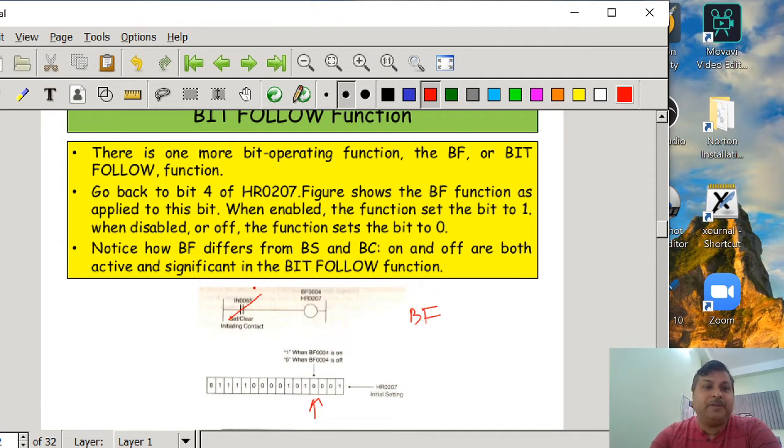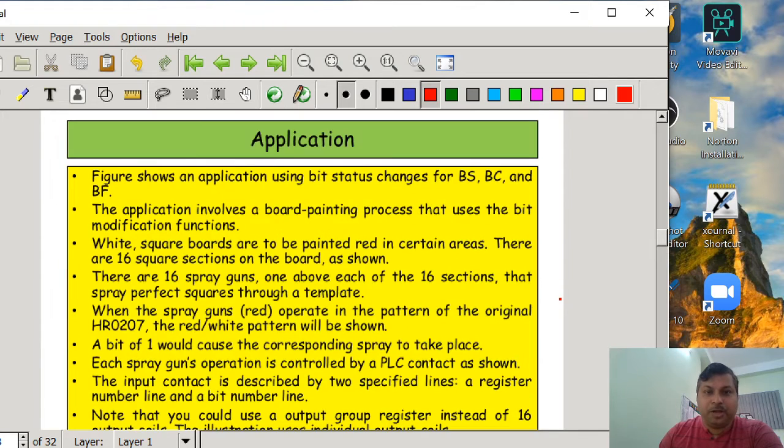Notice how BF differs from BS and BC. On and off are both active and significant in the bit follow function. Okay, so this is the way bit follow is going to work. So now we are going to understand the function of BS, BC, and bit follow using an application. The figure shows an application using bit status changes for BS, BC, and BF.